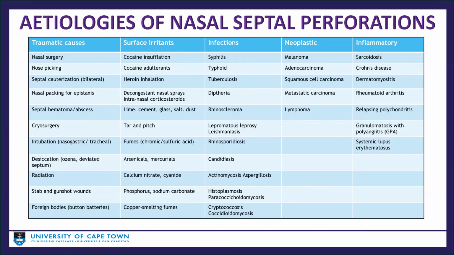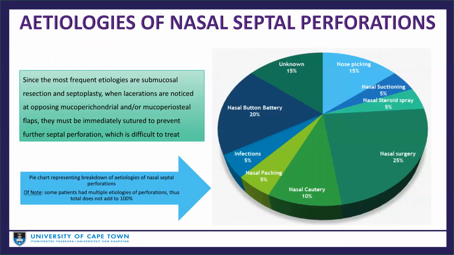Amongst inflammatory causes, there's Crohn's disease, sarcoidosis, and granulomatosis with polyangiitis, which was previously known as Wegener's granulomatosis, that we must always keep in mind. So as I mentioned earlier, nasal surgery is the most common cause of nasal septal perforation. Hence, in surgery, if we find that we've got a laceration through and through to the opposing mucosal layer, we must immediately suture it and prevent further damage.